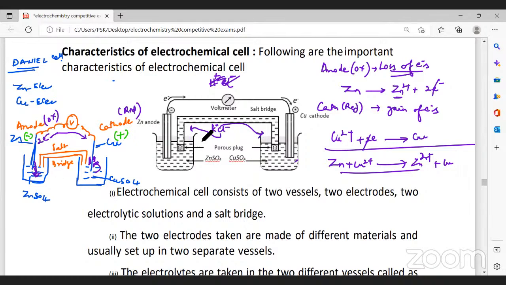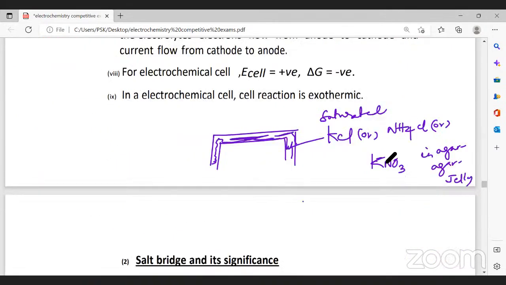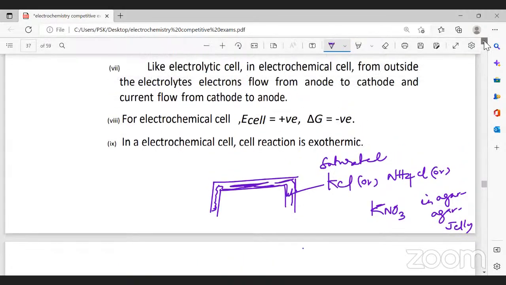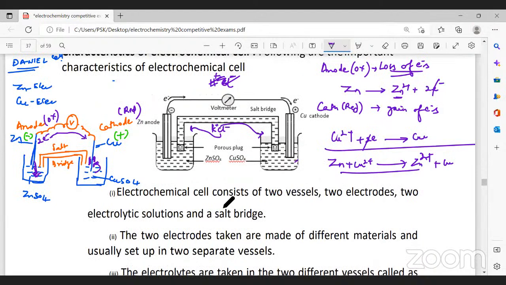That is why we are using KCl. Was it ammonium chloride or potassium nitrate? No, other things can be used in the salt bridge. Did you follow the importance of the salt bridge? Yes, sir.